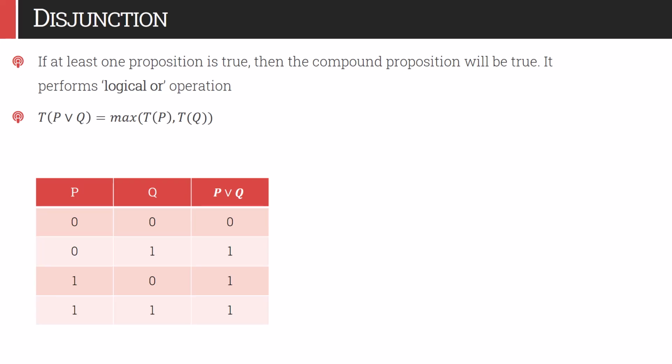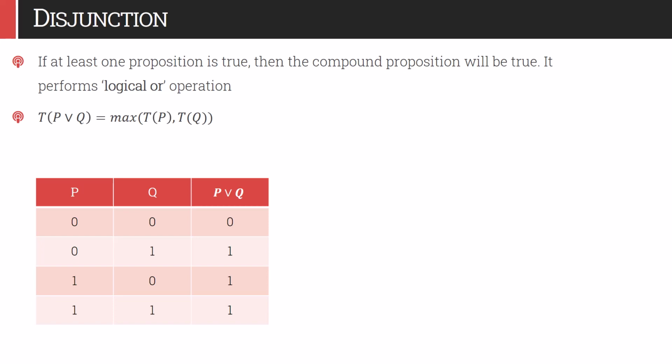So this is the truth table for the disjunction. It is the same as the OR gate. Right? P can be 0, 0, 1, 1. Q could be 0, 1, 0, 1. So we have 4 combinations as we have 2 propositions. And their disjunction would take values 0, 1, 1, 1.